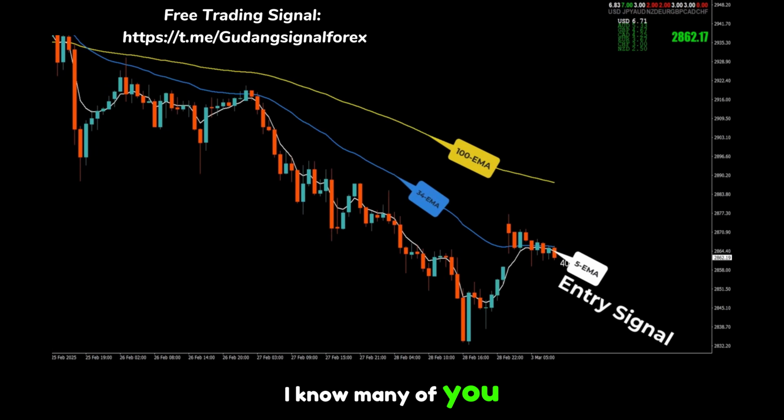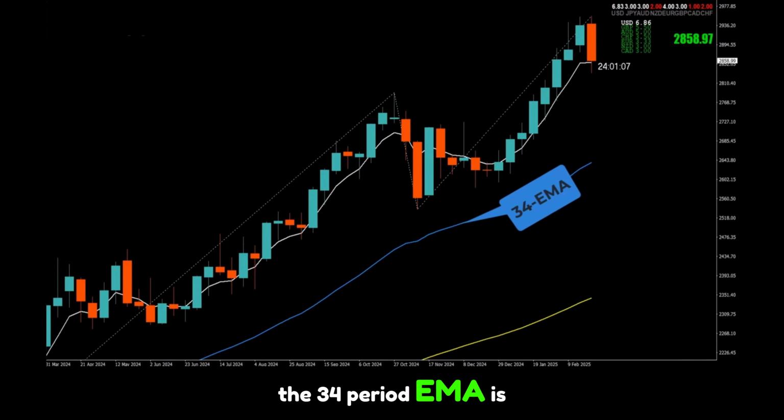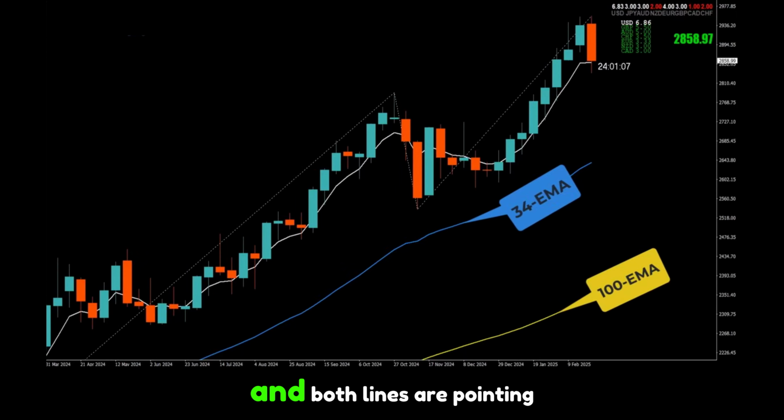I know many of you are already familiar with these moving average rules, but if you're not 100% confident yet, don't worry. I'll walk you through a real case example to break it down step by step so you can fully master this fundamental trading rule. Take a look at this chart. It's crystal clear the 34-period EMA is above the 100-period EMA, and both lines are pointing upward.